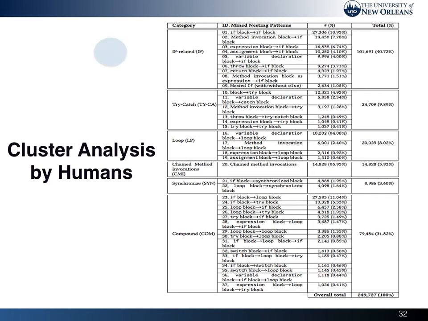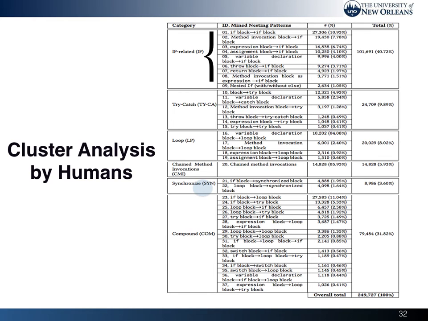There are 9 types of nesting patterns that belong to the if category, which represents the largest amount of the total number of patterns, followed by the compound category that consists of 15 types of patterns and contributes 31.82% of the total number of patterns. The categories try-catch and loop contribute 9.89% and 8.02% of total patterns respectively, followed by the chain method invocation category with 5.93% of total patterns. The number of patterns belonging to the synchronized category is the lowest, at 3.6% of the total number of patterns.